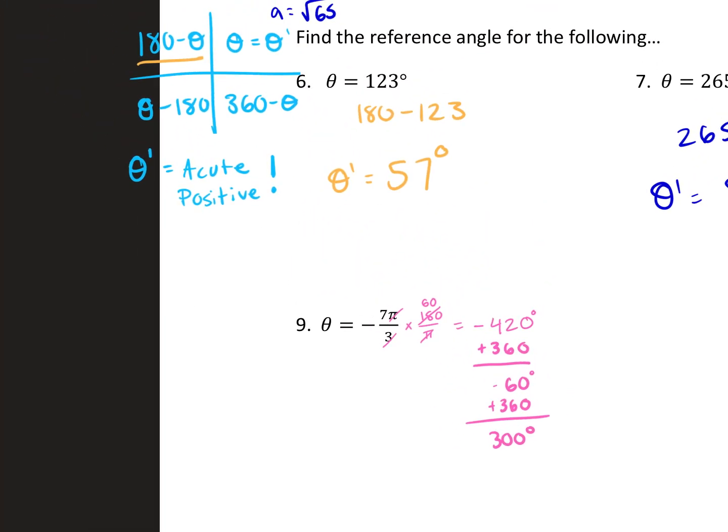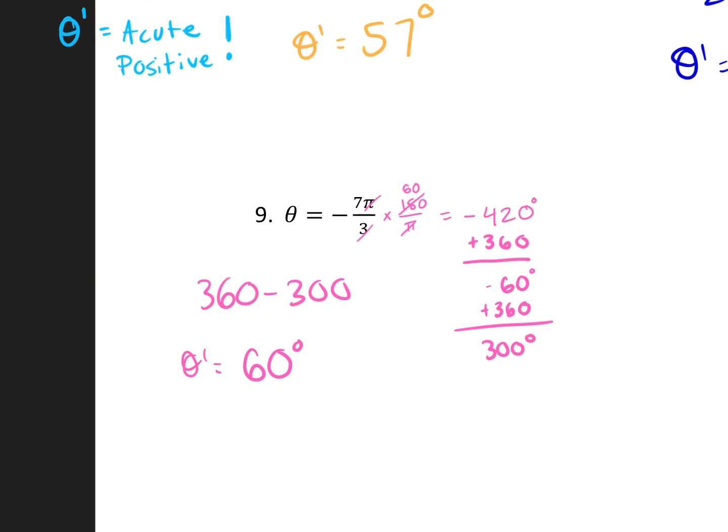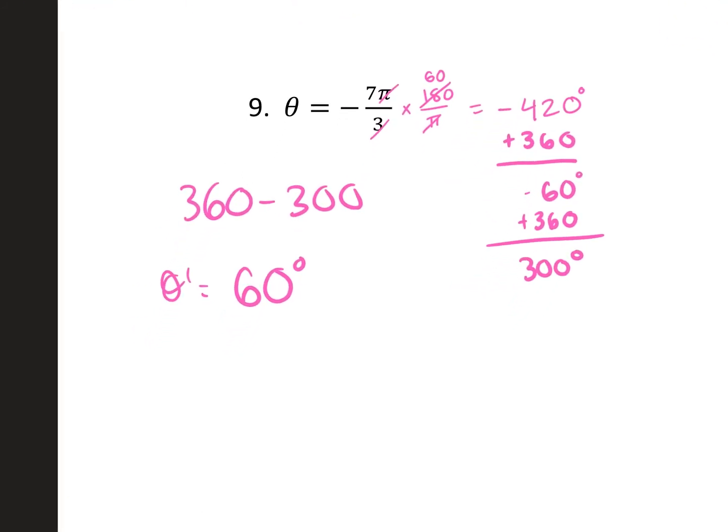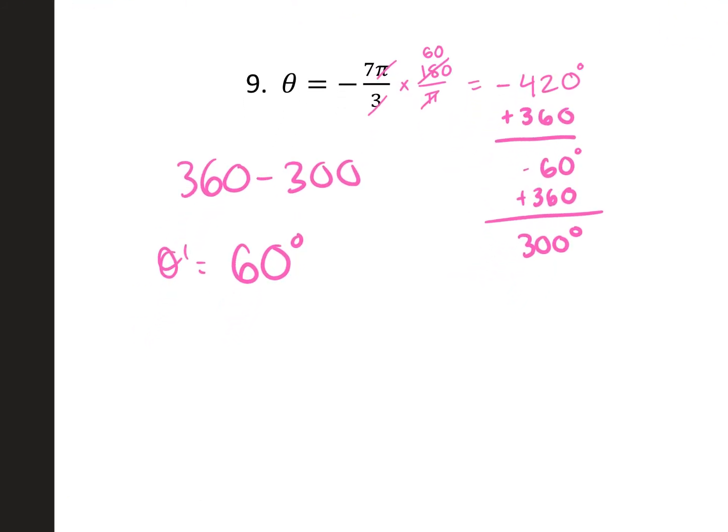What quadrant is 300 degrees in? The fourth. So I would do 360 minus 300, which gives me 60 degrees. So my reference angle is 60 degrees, but this question gave me radians. So what would I need to do? Convert it back. So multiply it by pi over 180. So 60 goes into 180 3 times, so it'd be pi over 3.